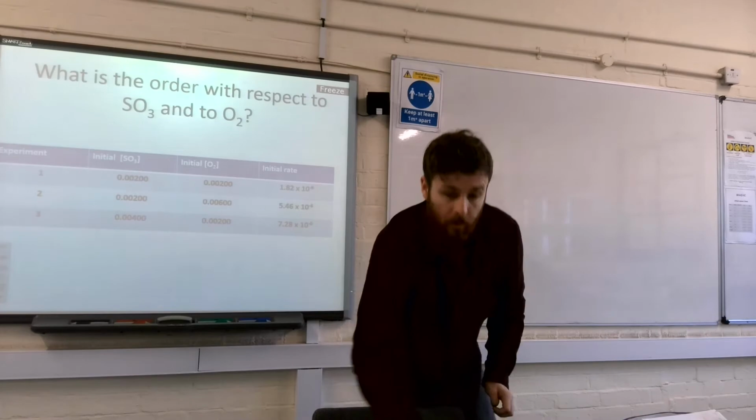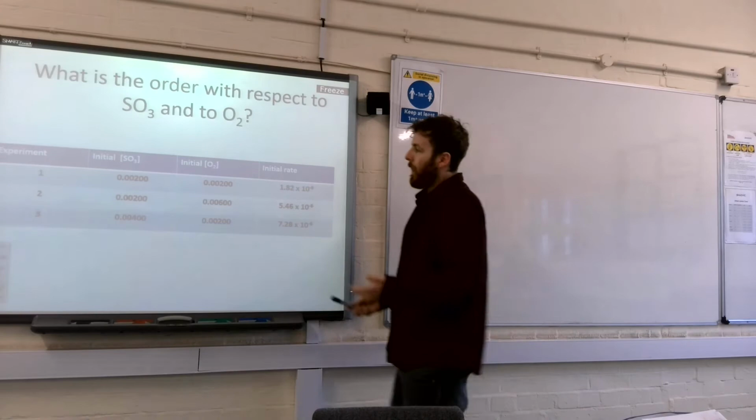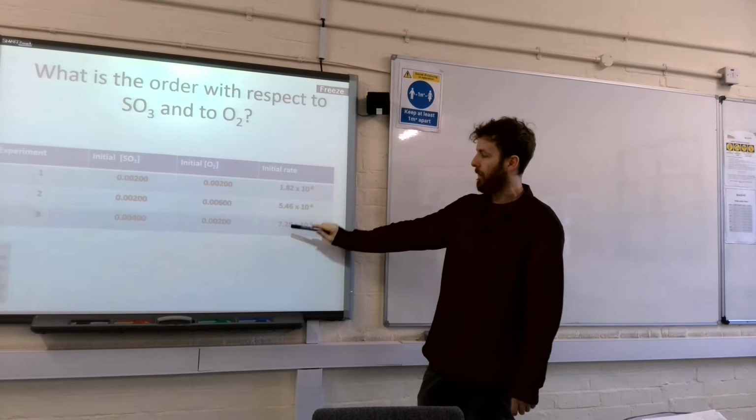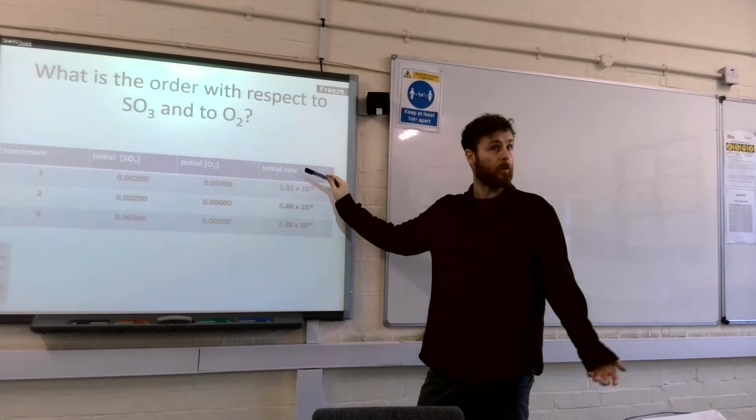So let's go through this then. I won't write down those whole sentences every time, but like I say, you definitely should do. So between experiments 1 and 3, the concentration of SO3 increases by a factor of 2, and the initial rate increases by a factor of, well, 7.28 divided by 1.8, so I'm guessing that's 4, which is 2 squared. Therefore, SO3 is second order.